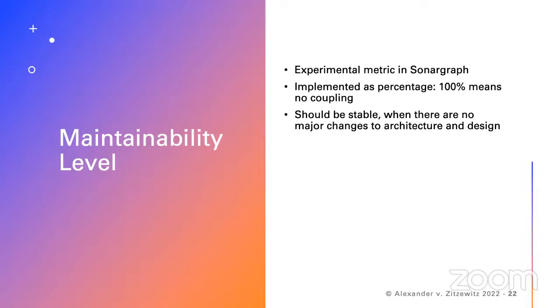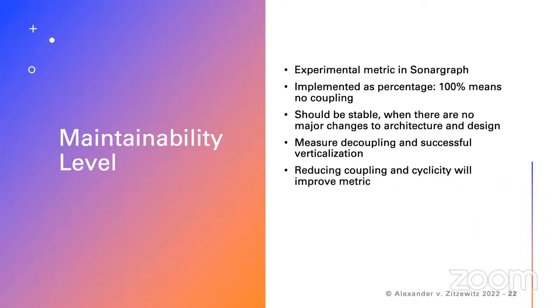It should be stable when you don't do major changes to the dependency structure, to your architecture and design. It measures decoupling and successful verticalization. Verticalization means you actually have vertical slices in your system. If you do verticalization, like you remember from the dependency graph with the colors, it's a good idea and it reduces overall coupling in your system, and that will give you a lot of benefits.